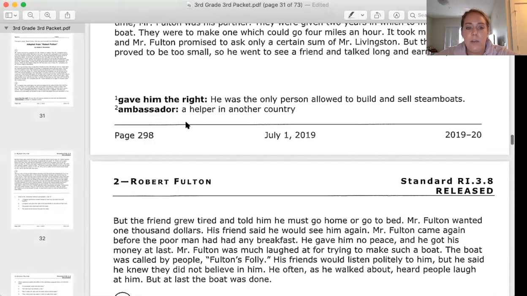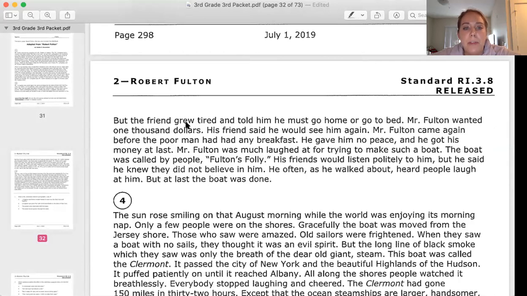All right, continuing on with paragraph 3. But the friend grew tired and told him he must go home or go to bed. Mr. Fulton wanted $1,000. His friend said he would see him again. Mr. Fulton came again before the poor man had any breakfast. He gave him no peace, and he got his money at last.